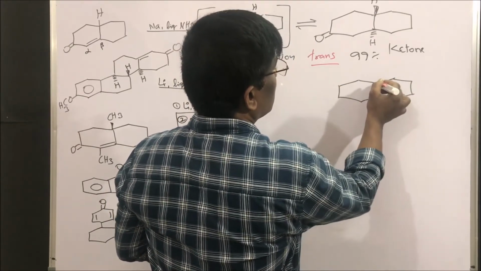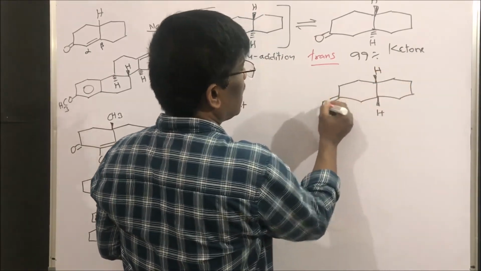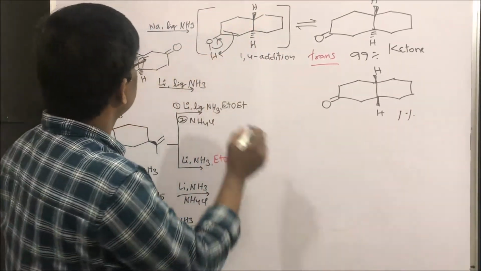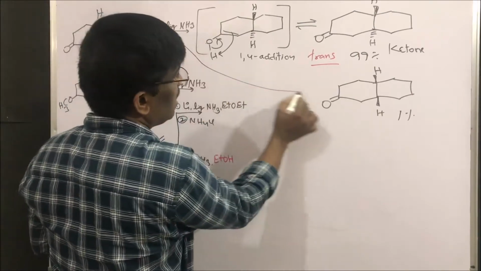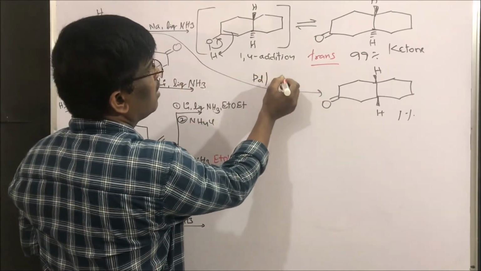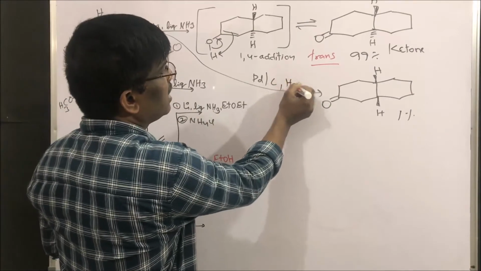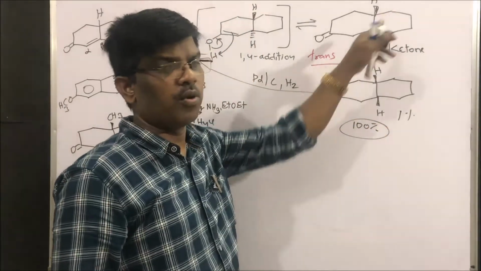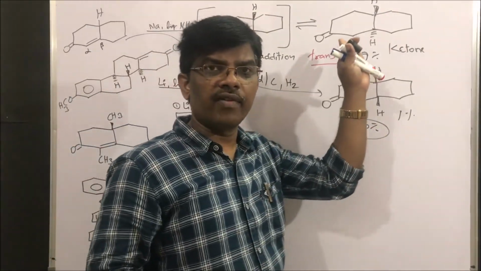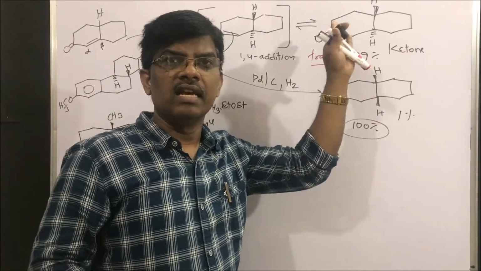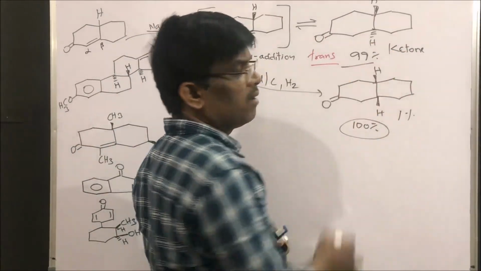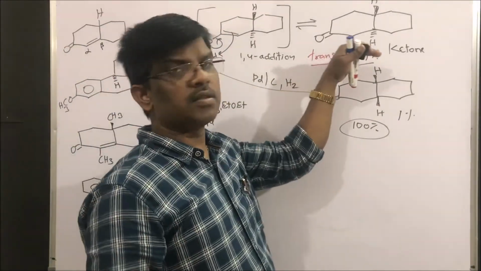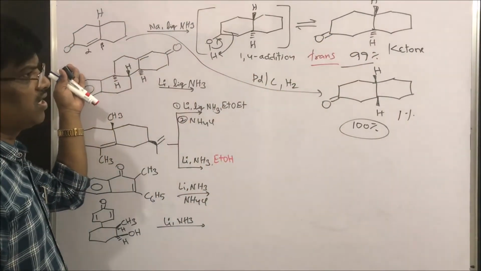Hydrogen, here hydrogen. So this is 1%, cis compound is 1% obtained. If I do the same reaction using palladium on carbon with hydrogen, the cis compound is going to be 100%. There will be no question of trans compound. So for the selective reduction of alpha beta unsaturated compounds to the trans compound, one of the best methods available is Birch reduction. So to get the trans compound, use Birch reduction of these alpha beta unsaturated ketones.